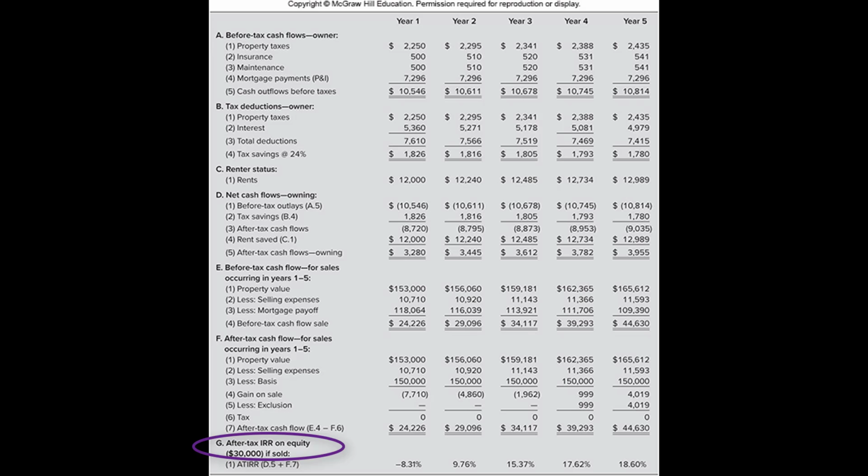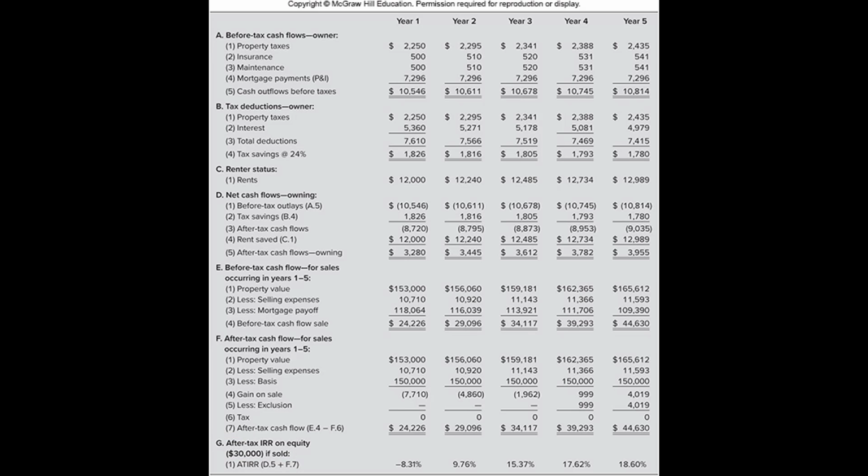The IRR will increase the longer we hold on to the home. So in order to justify renting in this particular case, an investor would have to earn somewhere between 9.8% and 18.6% on an after-tax basis on other investments that are equal in risk with that $30,000 in equity that they would save if they rented. And remember, the $30,000 is that down payment.